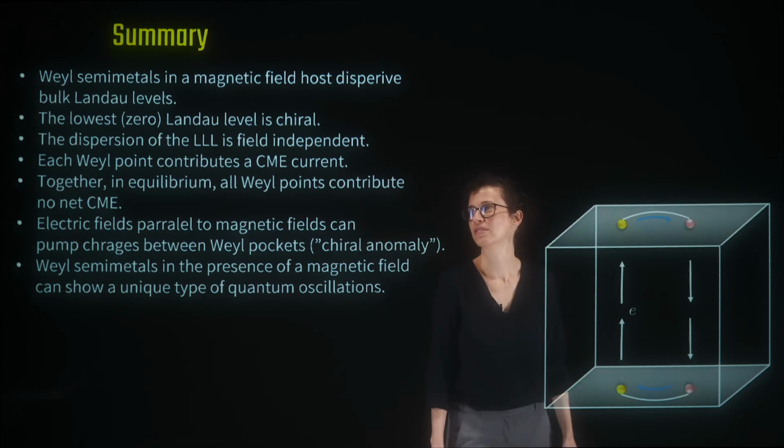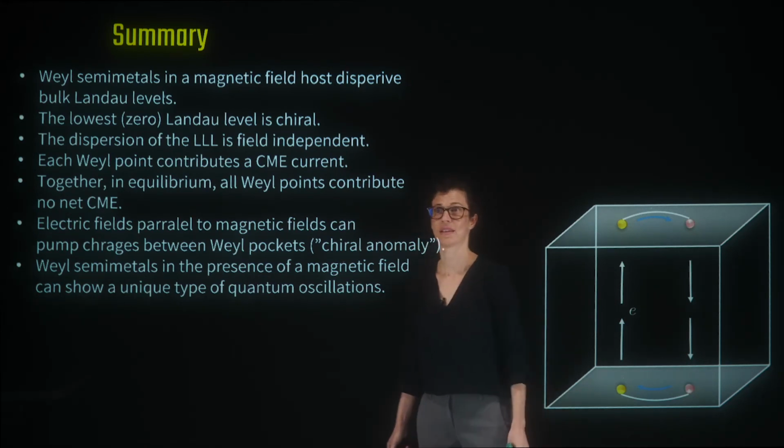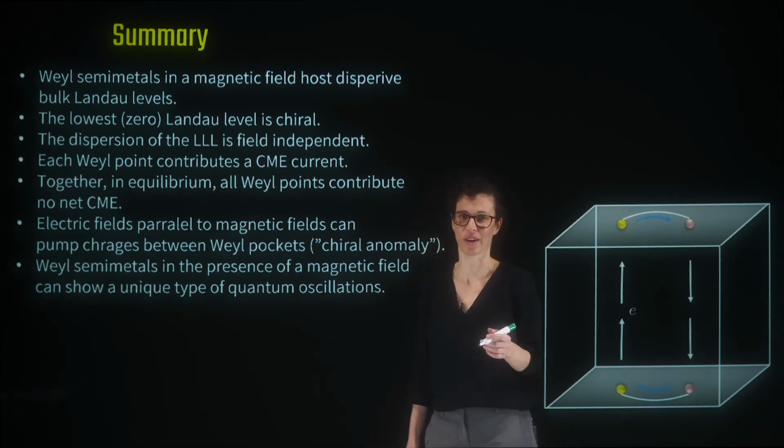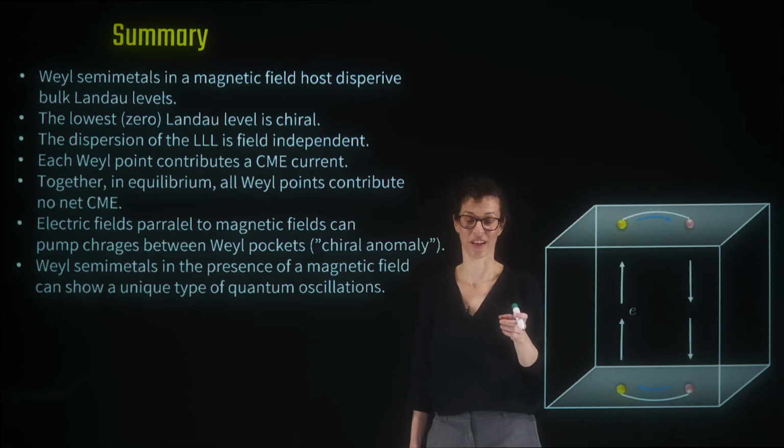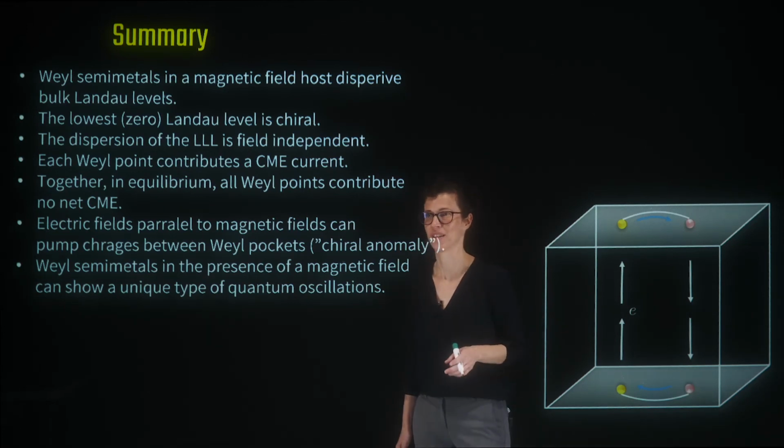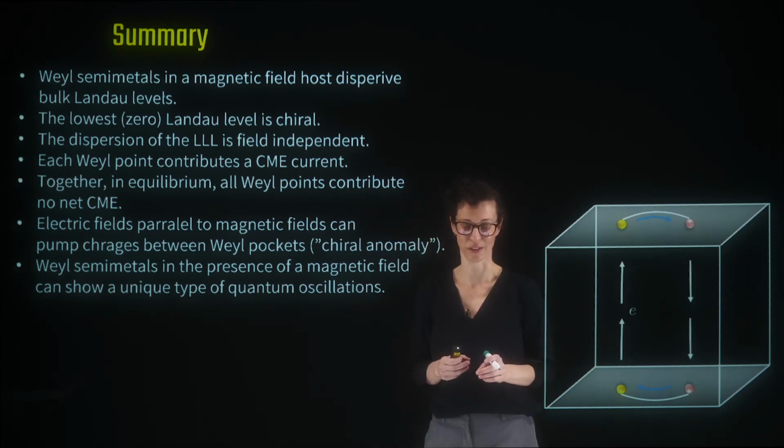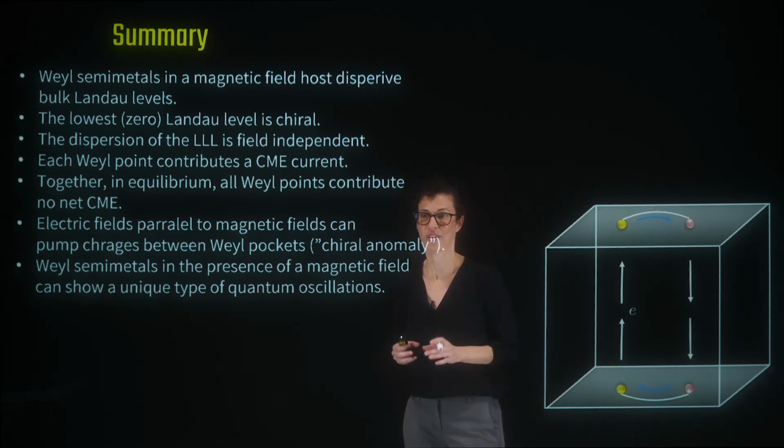So to summarize, I told you that Weyl semimetals in a magnetic field host dispersive bulk Landau levels. The lowest, or zero Landau level, is chiral, and it encapsulates the entire topological properties of the system. The dispersion of the lowest Landau level is field independent, and each Weyl point contributes a finite chiral magnetic effect current as a response to the application of the magnetic field. Together in equilibrium, all the Weyl points will contribute no net chiral magnetic effect.